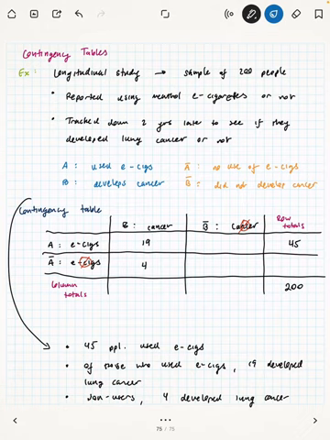So 200 minus 45, and that should give us 155. So everything I'm writing in blue now is something that we've deduced from the rest of the information. Make sense? Okay, so now we can figure out, because we have B, how many people used e-cigs and didn't develop cancer.